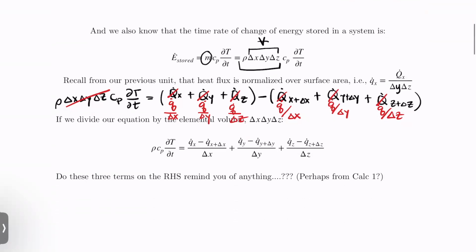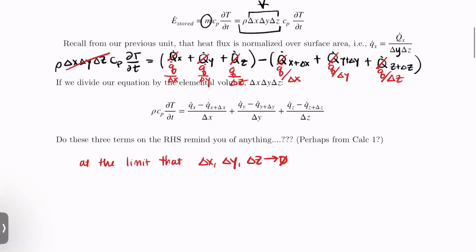So if we take the limit that delta x, delta y, and delta z go to 0, we end up with derivatives on the right-hand side. So we have rho Cp partial T is equal to partial q dot x with respect to x, partial q dot y with respect to y, plus partial q dot z with respect to z.